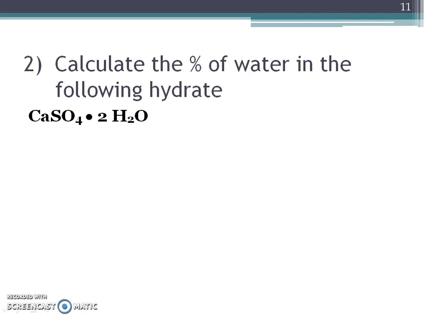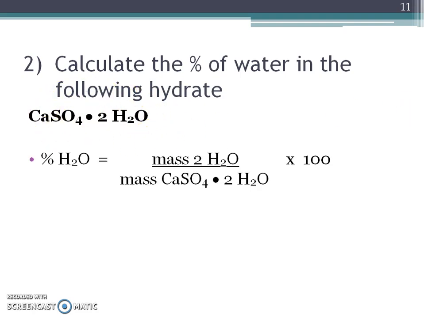Okay, try number 2. This time is just asking you the percent of the water, and so now there's 2 of them, the percent of the water in the whole compound. So as a hint, right, 2 waters over the mass of the whole hydrate. You should have gotten that is your equation. Those are your numbers. And that's your answer.